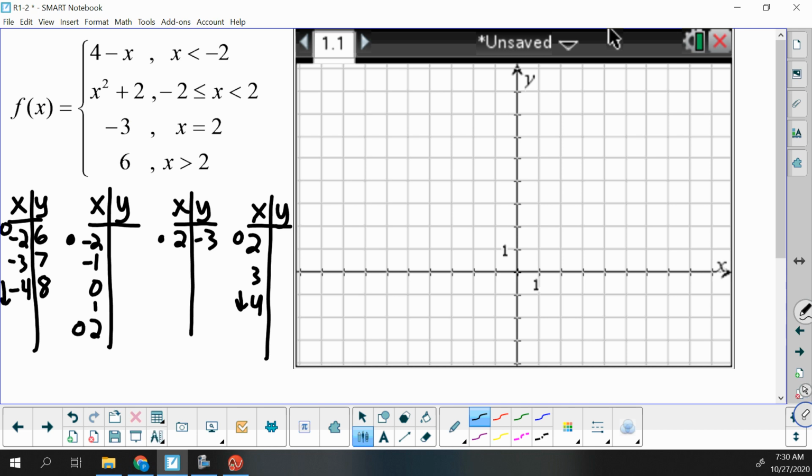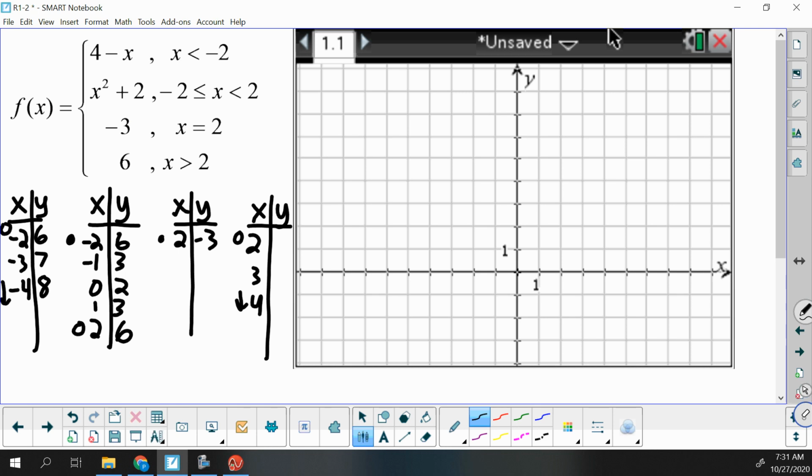In the second one, -2 times -2 is 4, then plus 2 will give us 6. -1 times -1 is 1, plus 2 will give us 3. 0 times 0 is 0, plus 2 gives us 2. 1 squared is 1, plus 2 is 3. 2 squared is 4, plus 2 is 6.